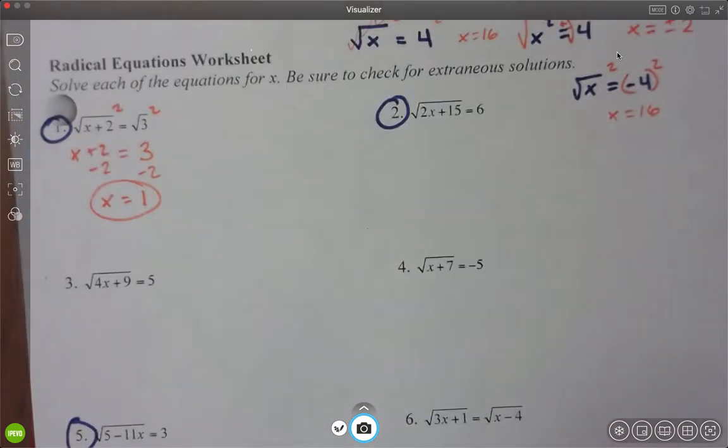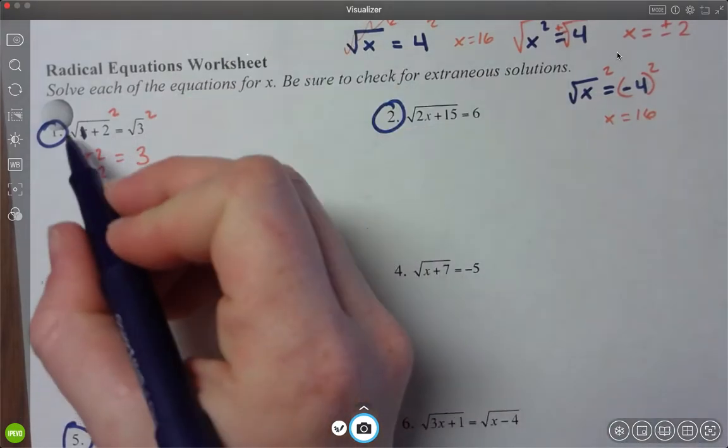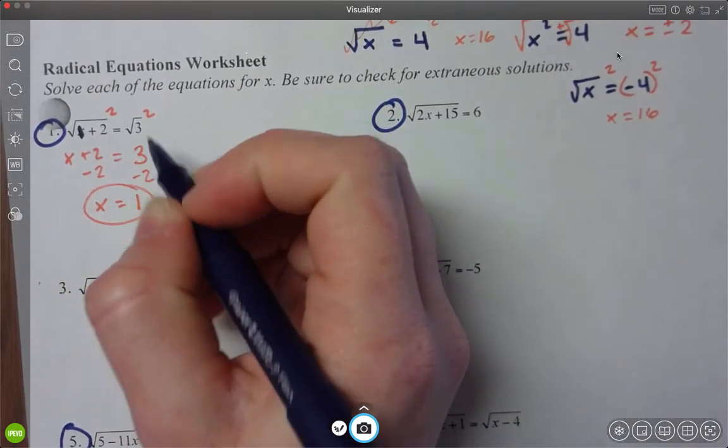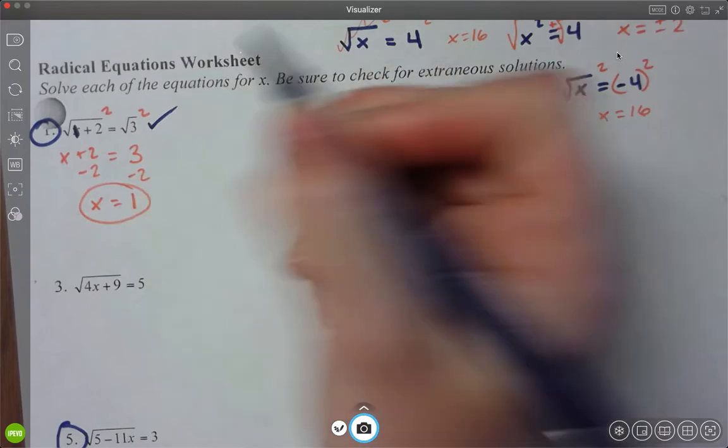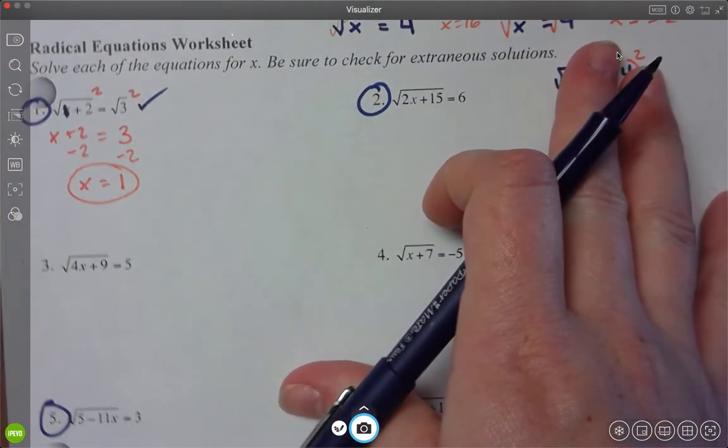And then notice, if I plug the 1 back in for x, this would be the square root of 1 plus 2 equals the square root of 3, which is true. Those two things both check out. So I know that x equals 1 is my correct solution.